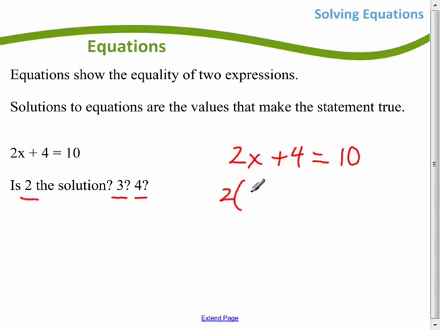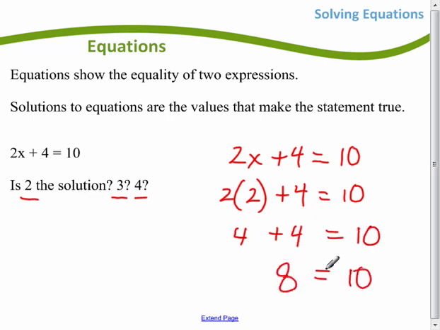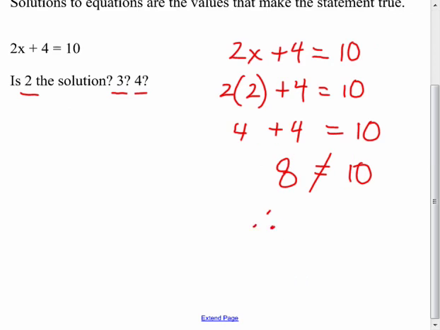So everywhere I see an x, I'm going to put in a 2. Notice I use brackets there. That's always a good practice when you're substituting in for a variable. Okay, so 2 times 2 is 4, and 4 plus 4 is 8. It's not equal to 10. Since this is a false statement, 8 can't be equal to 10, therefore 2 is not a solution.